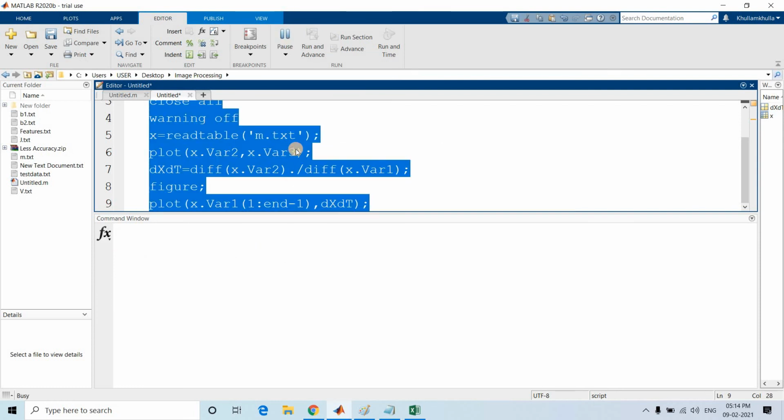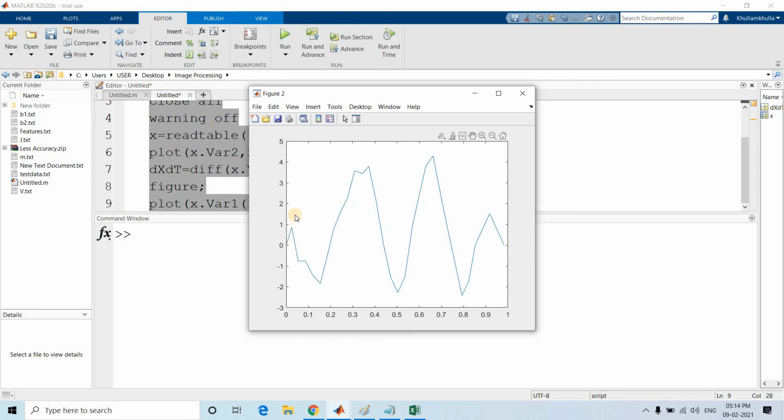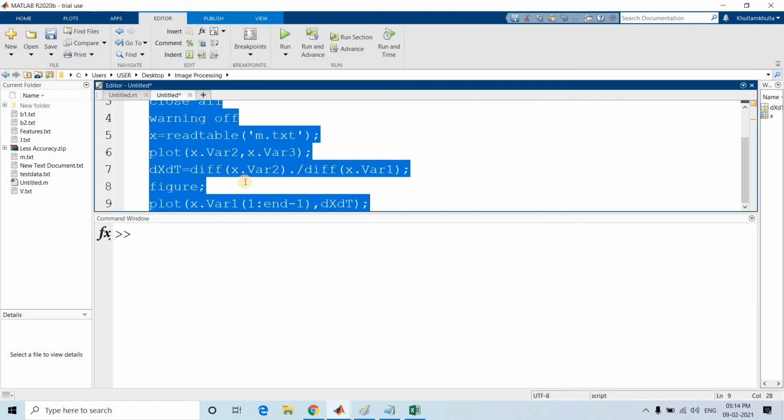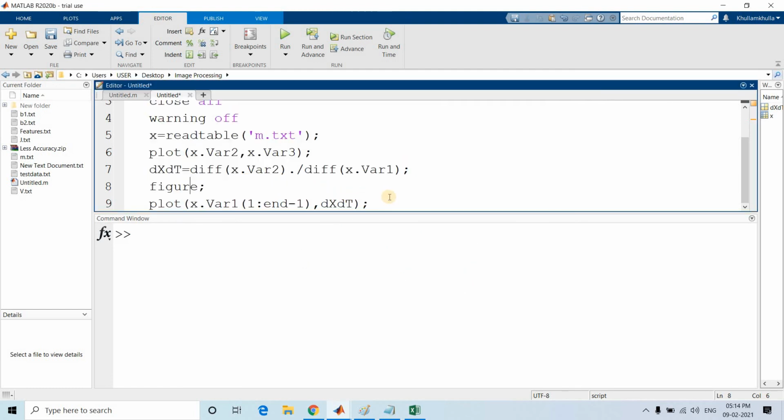And now let's run this whole code. Let's check whether we are getting correct output or not. Yes, so this is nothing but our velocity in y-axis and time in x-axis. This is the plot for x coordinates. We have done it for x coordinate, not for y coordinate.